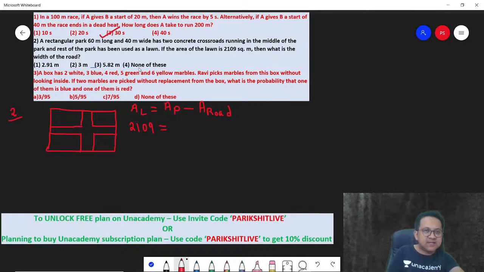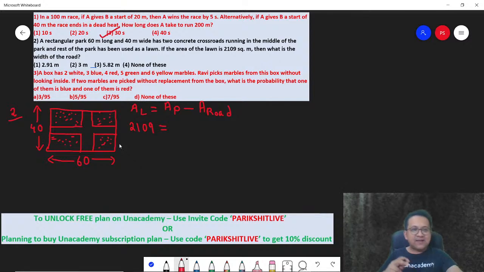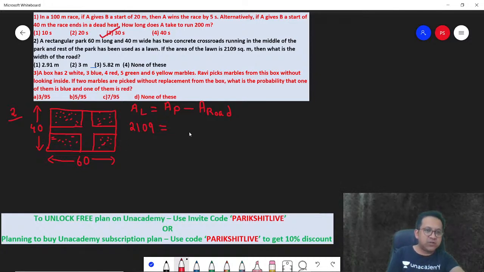What is the area of the park? Area of the park is 60 into 40, right? Rectangular park 60 meters long and 40 meters wide. So this is 60, and let's say this side is 40. Correct? So I hope you realize that. Where is the lawn? Let's call the shaded region the lawn, right? So what is the area of the lawn? Area of the lawn is the area of the entire rectangular park minus the area of the road. So area of the lawn is 2109, right?